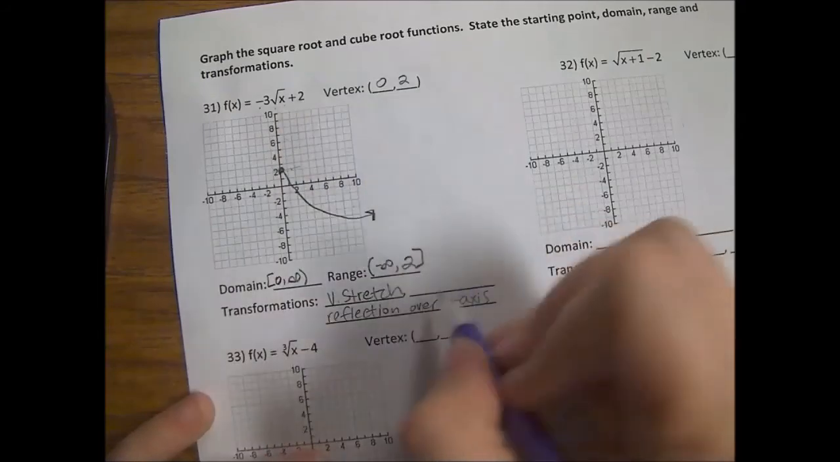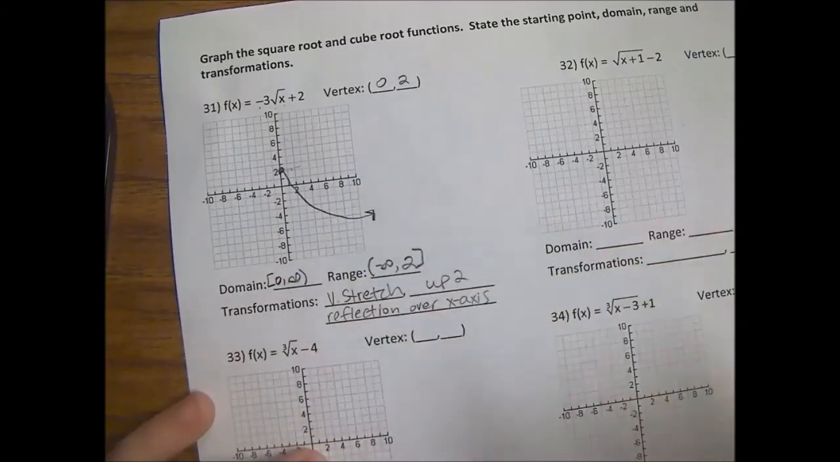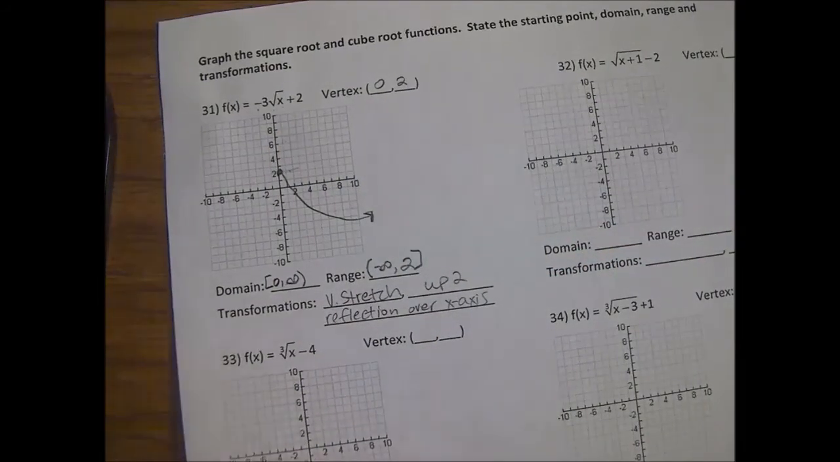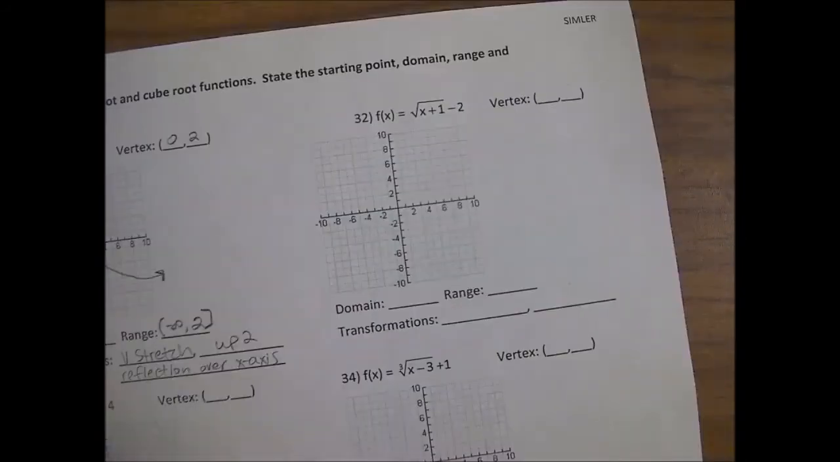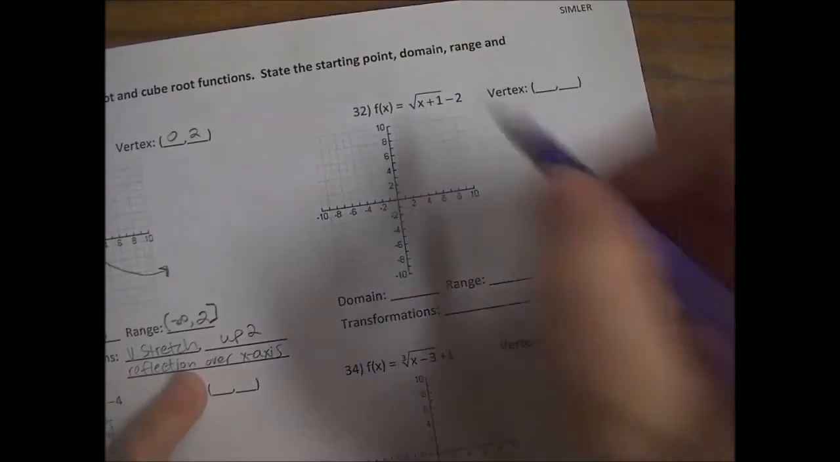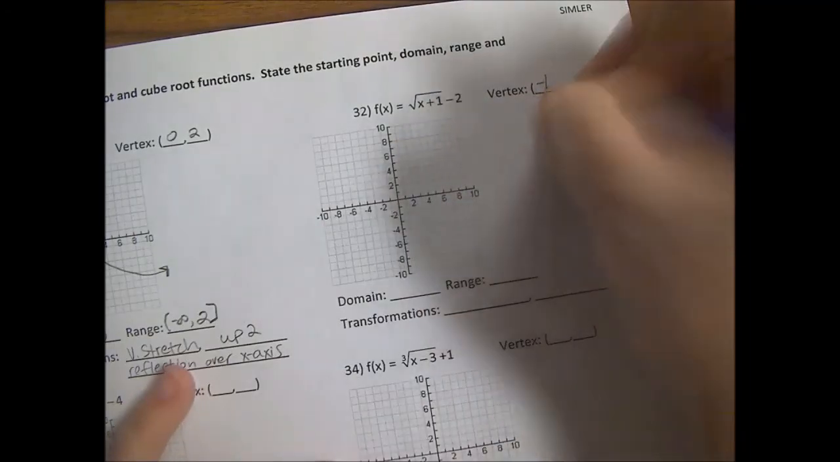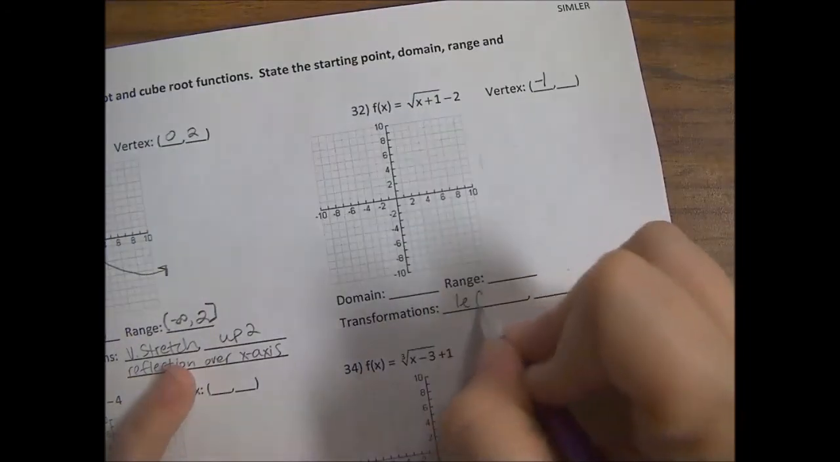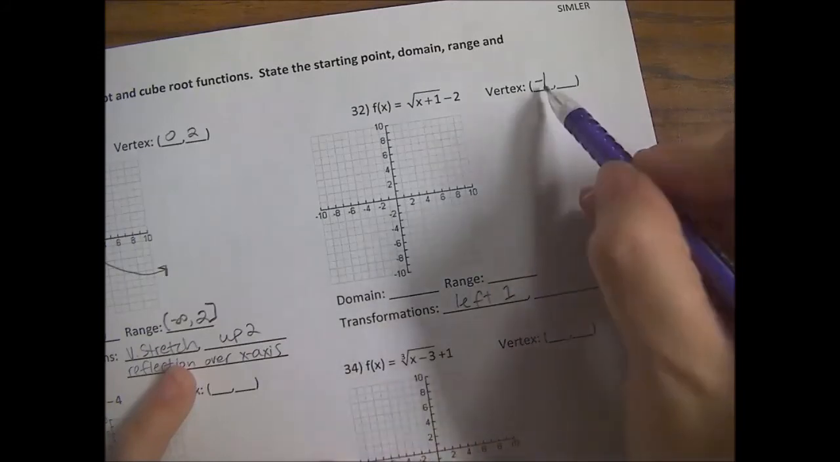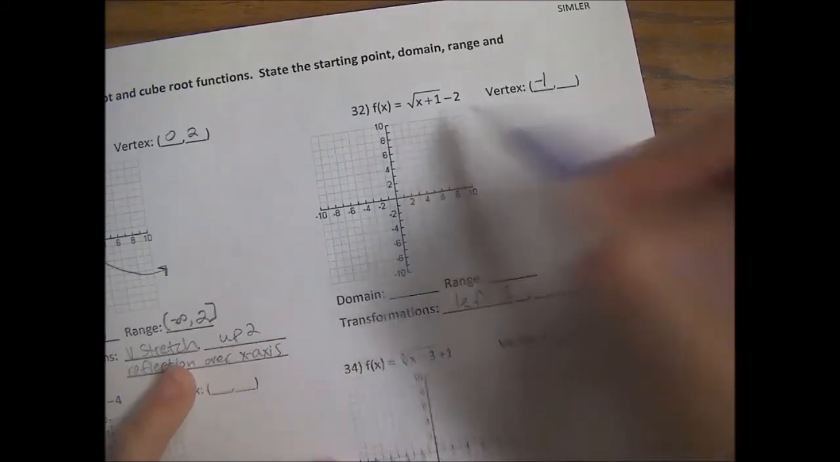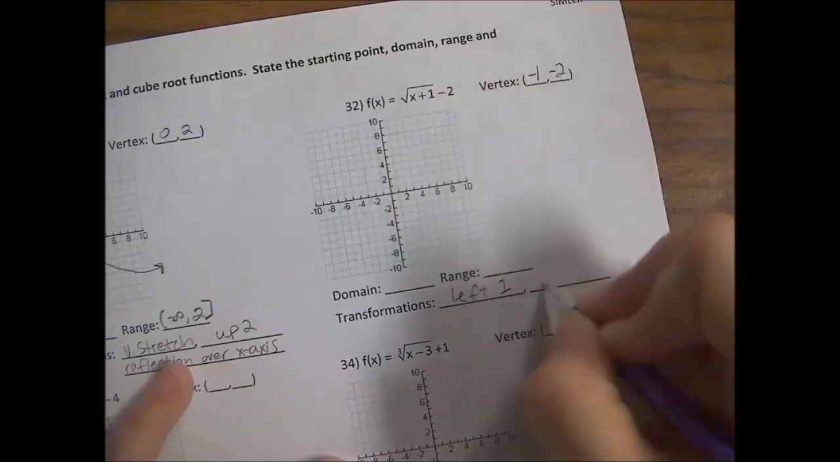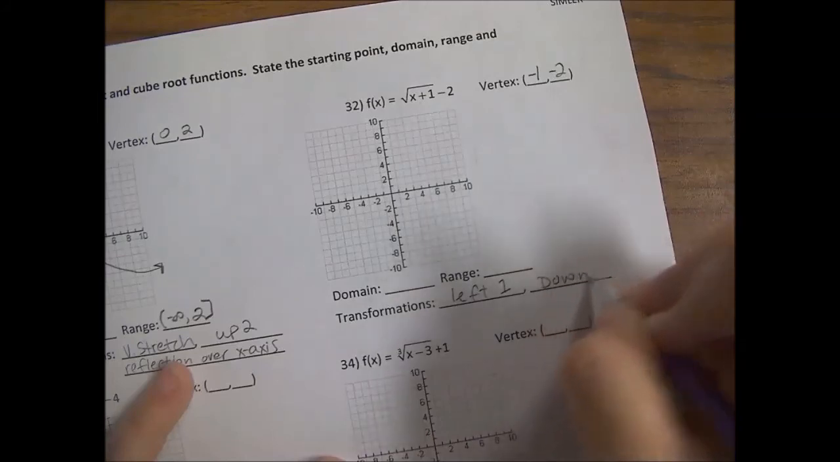And the +2 on the end is an up 2 units. All right, 32 is another square root. Under the radical, we have a +1, which meant I actually moved to the left 1. Okay, so -1 for x. And then the -2 on the outside meant that I went down 2 units.